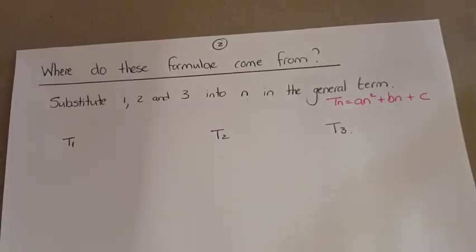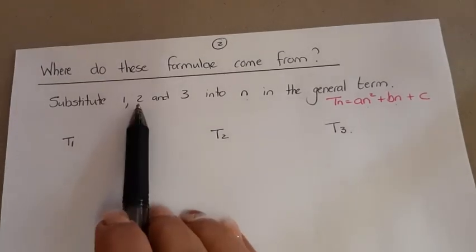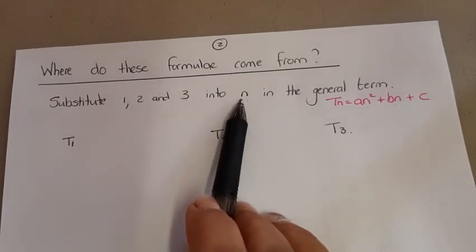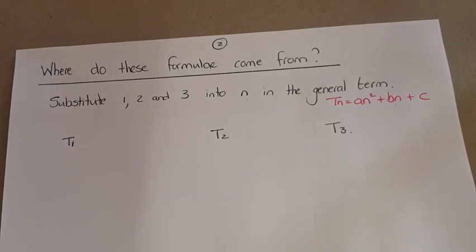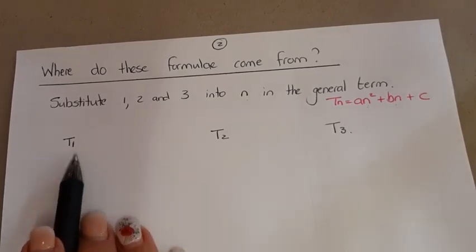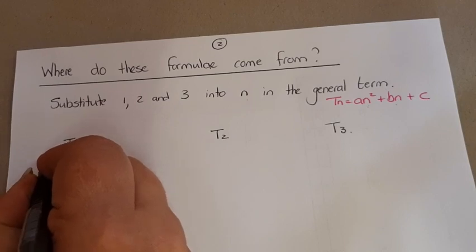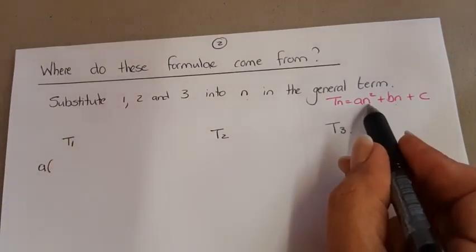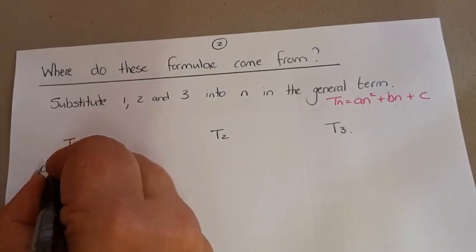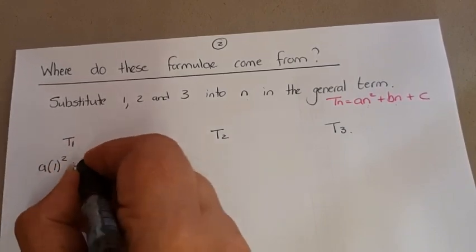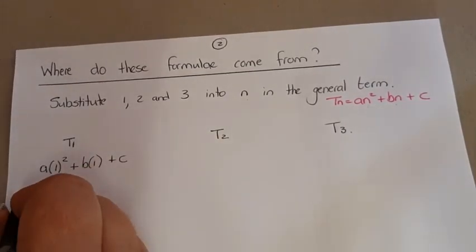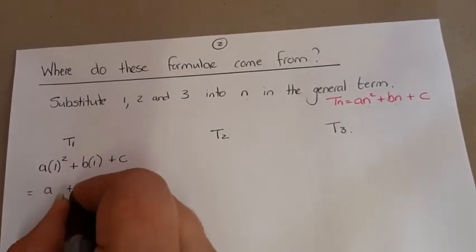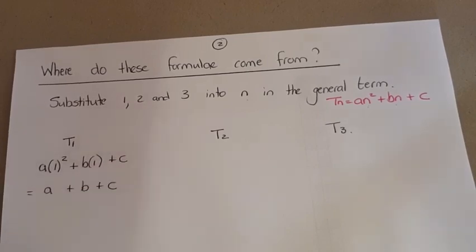Now, where do these formulas come from? We first substitute 1, 2, and 3 into n every time, and we use our general term. So to get term 1, I'm going to write a, and I'm substituting 1 into n. So it's 1 squared plus b times 1 plus c, and that will give me a plus b plus c.